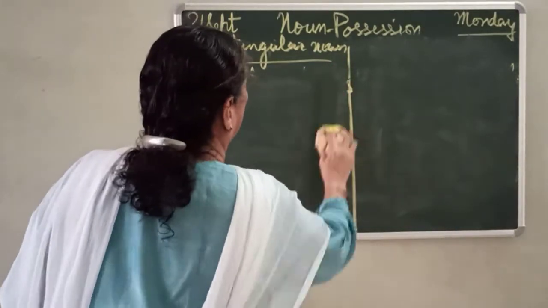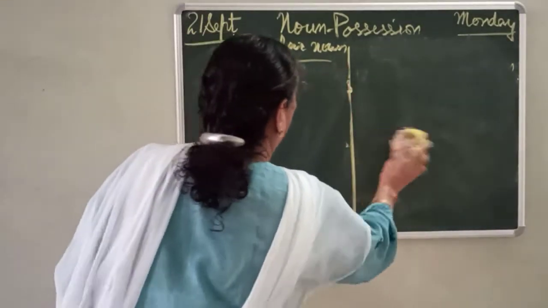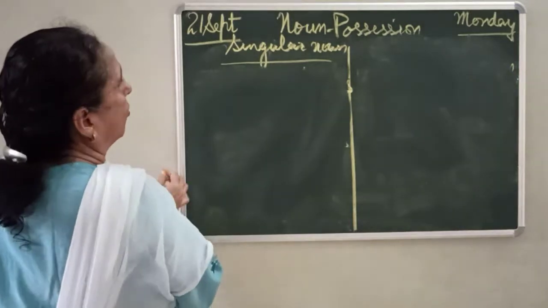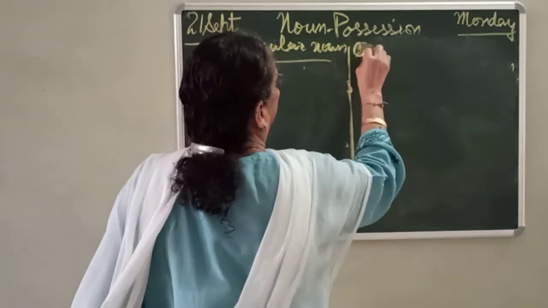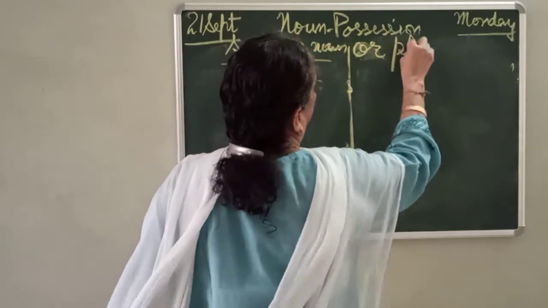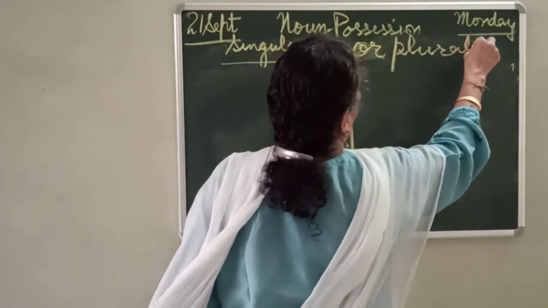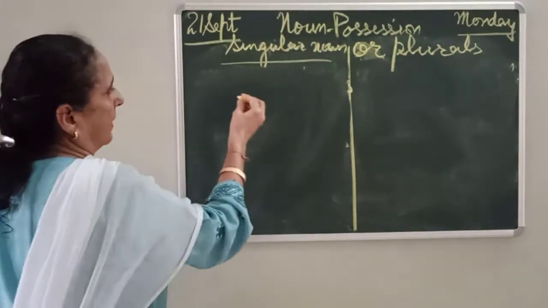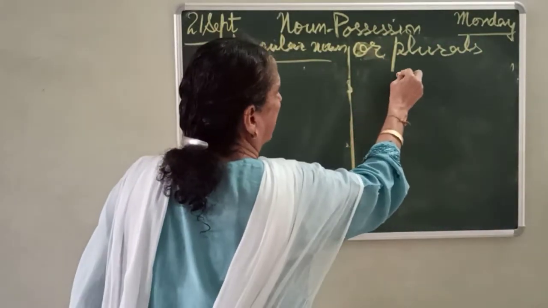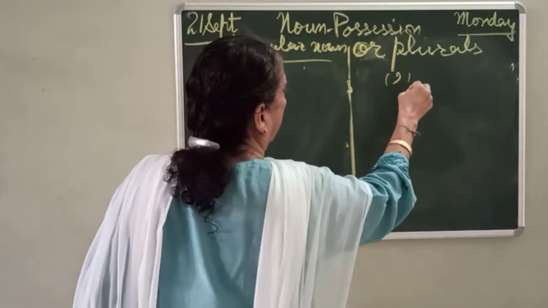So let's see when there is a singular noun or a plural noun. For plural nouns, see the example, we add only this apostrophe.